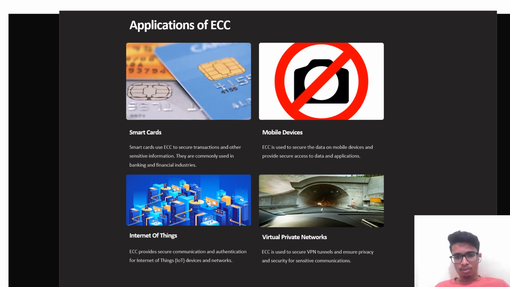Then we have mobile devices. ECC is used to secure data on mobile devices and provides secure access to data in applications. Then we have the Internet of Things, where ECC provides secure communication and authentication for Internet of Things devices and networks. Then we have VPNs, that is virtual private networks. ECC is used to secure VPN tunnels and ensure privacy and security for sensitive communication of data. So these are the applications of ECC that have been seen in the real world.